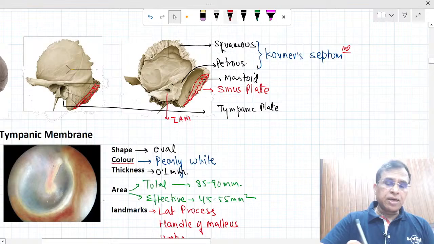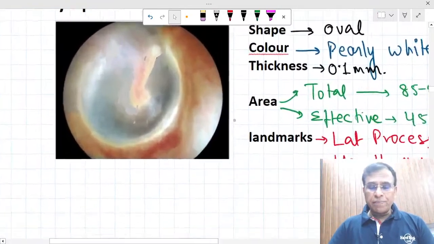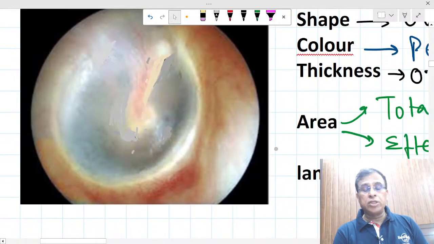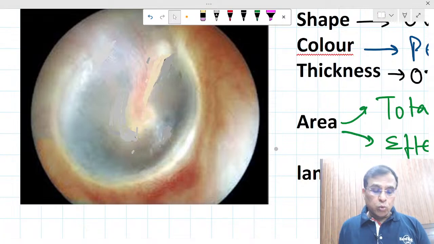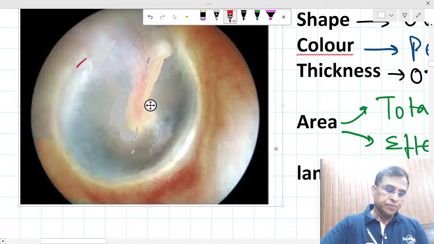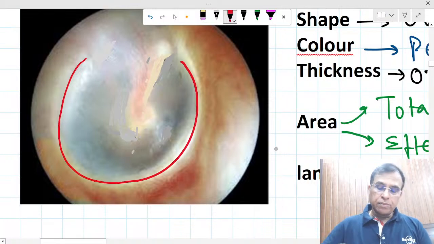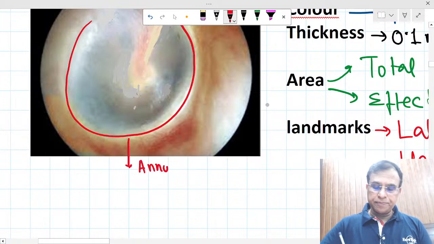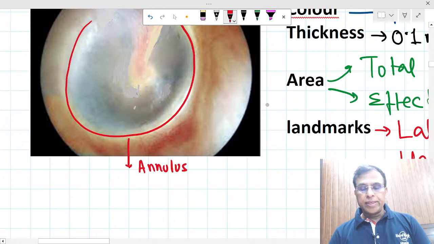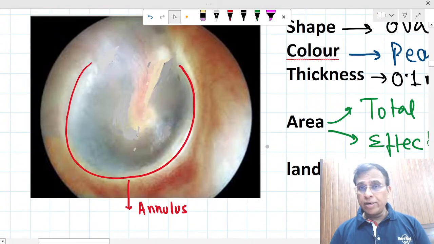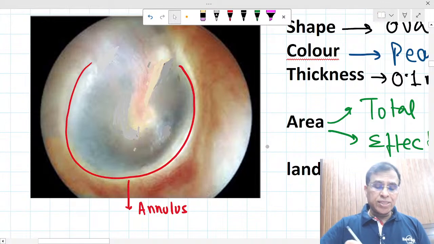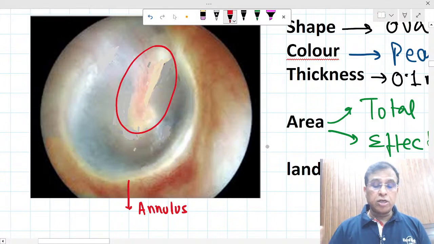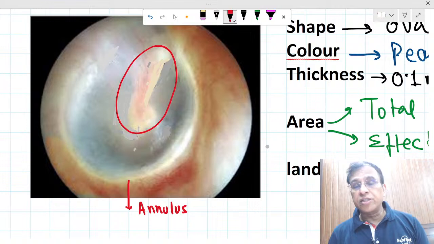Now coming back to the tympanic membrane, which is pearly white, 0.1 millimeter in thickness, 85 millimeters the total area, do you know what the boundary of the tympanic membrane is called? The boundary of the tympanic membrane is called the annulus. Remember this, okay, annulus. And second thing, in a normal tympanic membrane, you can always see this ossicle. This ossicle can be seen all the time in a normal membrane. And this ossicle is the first ossicle, malleus.